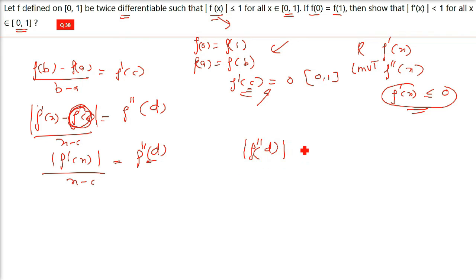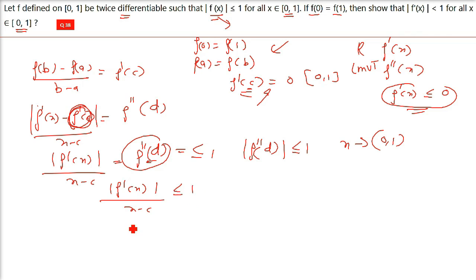Now one more thing is given, f double dash d is less than or equal to 1. It is double differentiable, and it is less than or equal to 1. So this f double dash d is less than or equal to 1. That means the left side is also less than or equal to 1. f dash x by x minus c is less than or equal to 1. That means f dash x is less than or equal to x minus c.